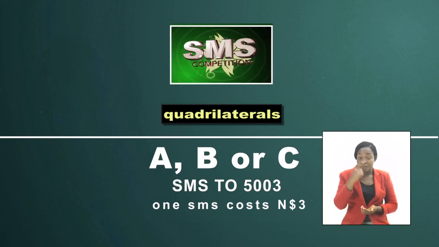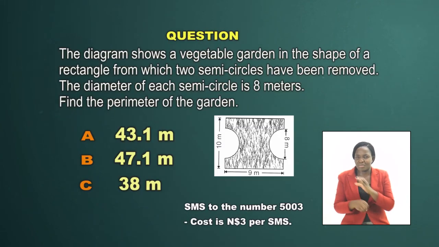You have seen this diagram before. It shows a vegetable garden in the shape of a rectangle from which two semicircles have been removed. The diameter of each semicircle is 8 meters. For this question, you are required to find the perimeter of the shaded area. Remember, we want the perimeter of the garden. Tell us whether the perimeter of this garden is A, 43.1 meters, B, 47.1 meters, or C, 38 meters.